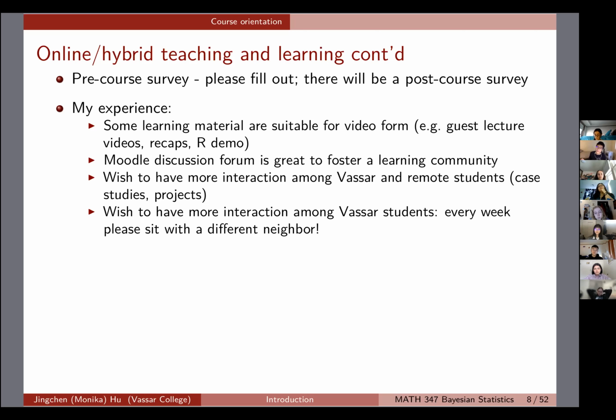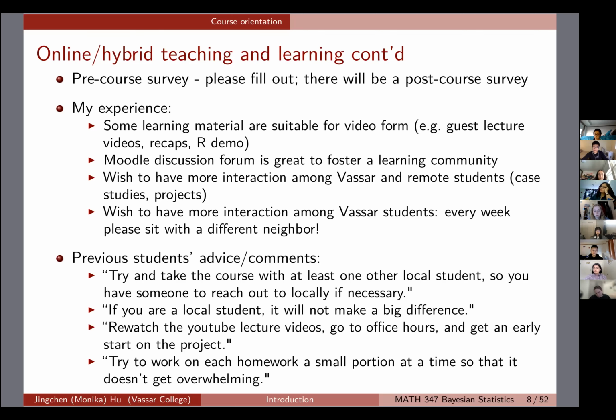And you will see that because of the online hybrid sharing model, we're going to use Moodle extensively, the Moodle discussion forum. I found it really useful to foster a learning community, and I ask you to post a self-introduction and all that. So we'll do a lot more throughout the semester. And like I said, I wish to have more interaction among Vassar students and remote students for case studies and projects. That's one of the reasons why we do the self-introduction at the beginning, so you can share some of your interests, and feel free to reach out to others with whom you find common interests and might want to work on the projects together. And also starting from next week, when we meet in person at Vassar, you can try to sit with a different neighbor so you can have more in-class activity and interaction with your peer students at Vassar as well.